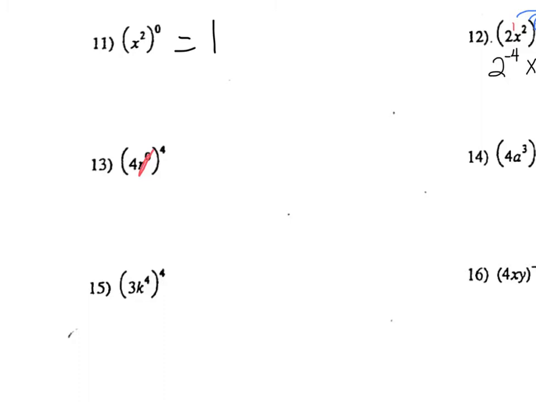The 4 in the parentheses has that invisible exponent of 1. So when I take 4 and multiply it to the 1, I now have 4 to the 4th, and 4 to the 4th is 256.